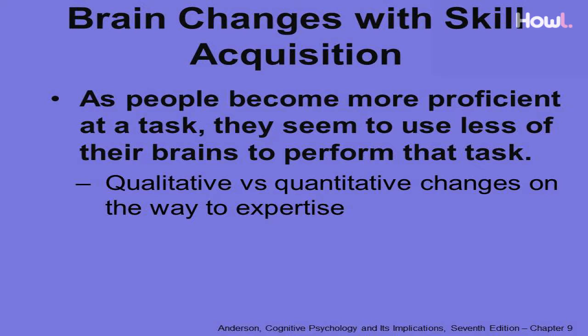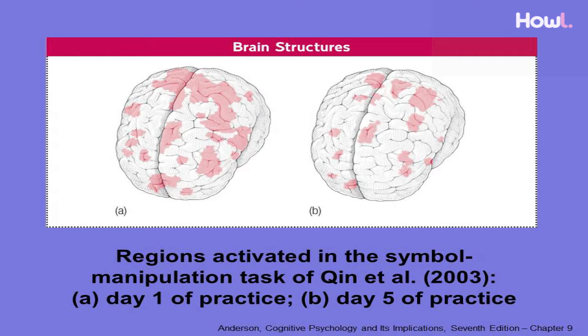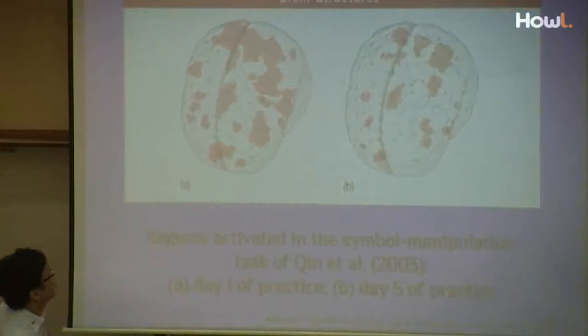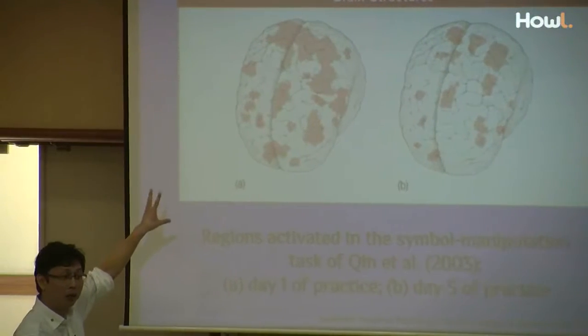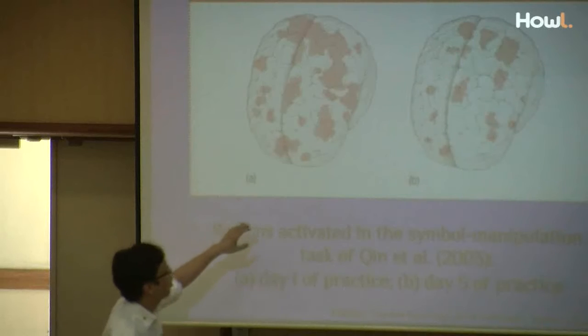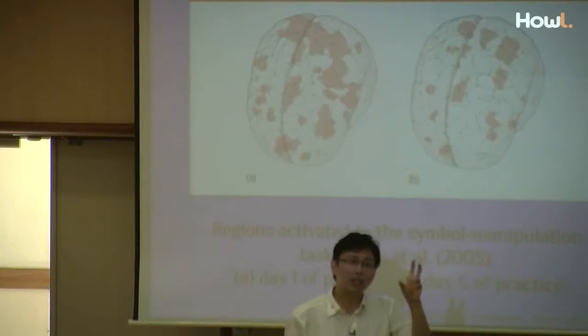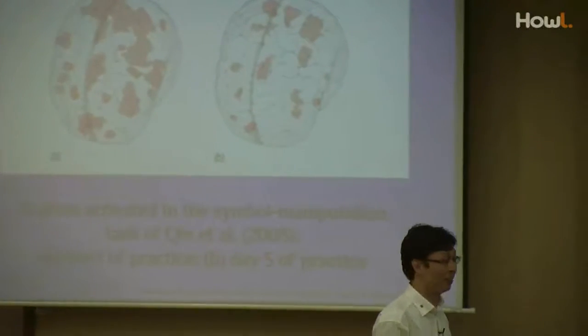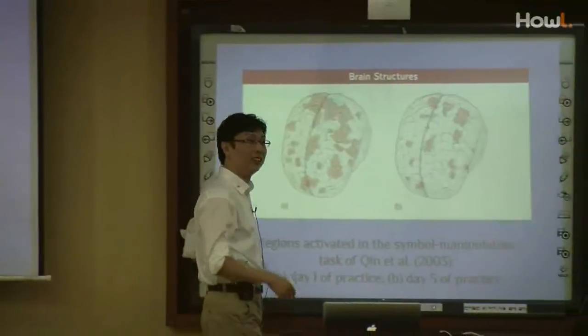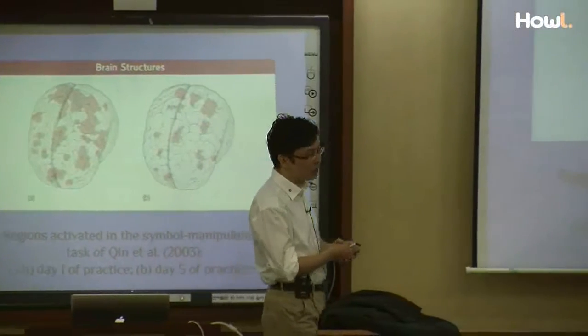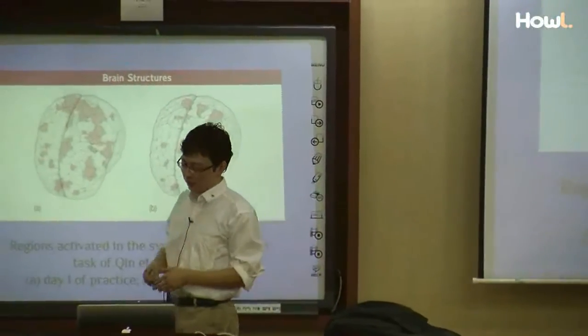One of the things: brain changes with skill acquisition. As people become more proficient at a task, they seem to use less of their brain to perform the task, which means we have very economical brain activity. When you learn something very unusual, it occupies many of our brain areas. But when you get used to it, we can use a very small part of our brain. That means we are obtaining the skill with a much lower working load.